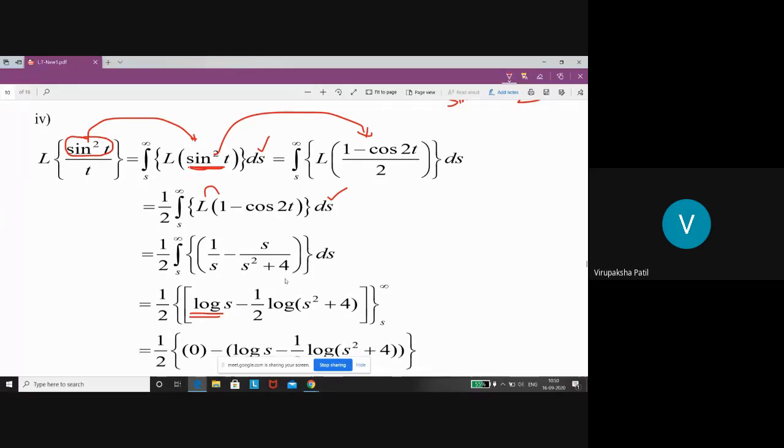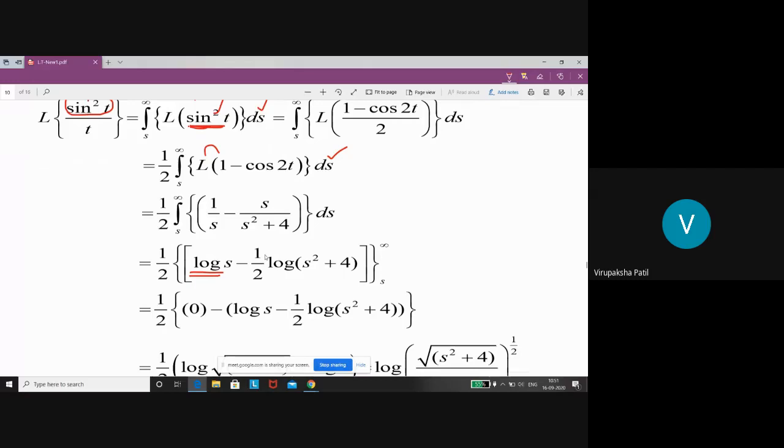What is integration of s divided by s square plus 4? Can anybody tell me? What is integration of s divided by s square plus 4? 1 divided by 2 log of s square plus 4. Because if you differentiate this, you will get a 2s here. So to balance the equation, what have you done? 1 by 2 here. So 1 by 2 times log of s square plus 4, with limits s to infinity.